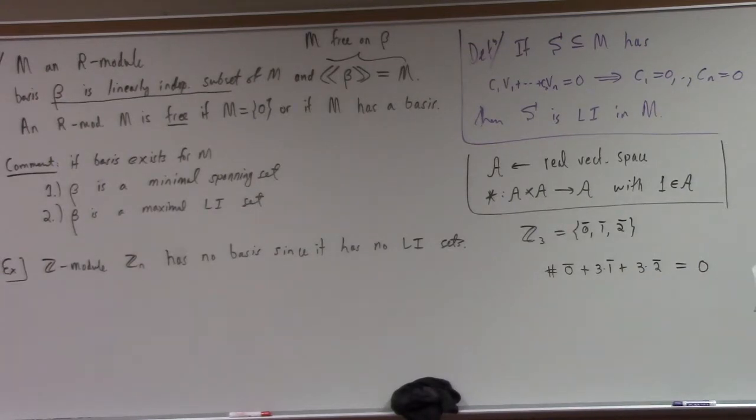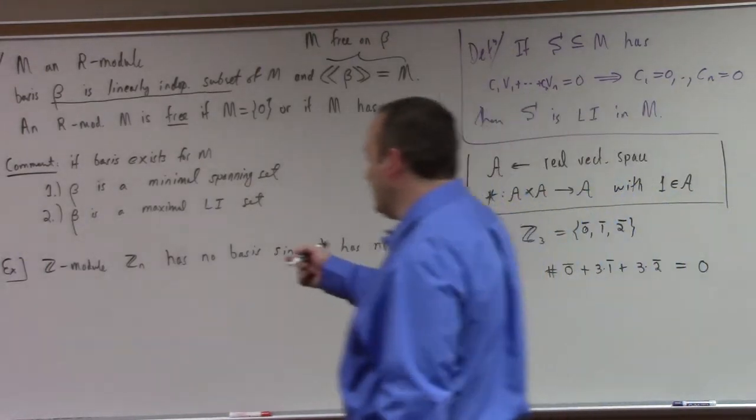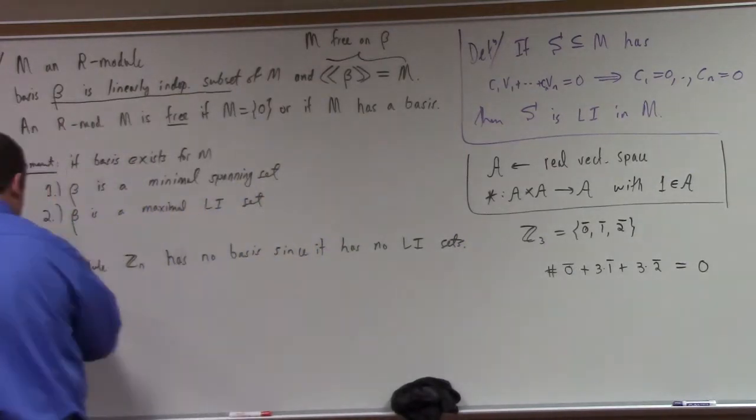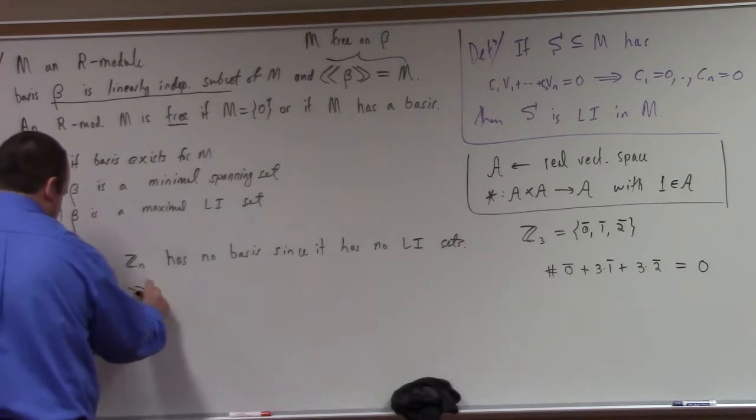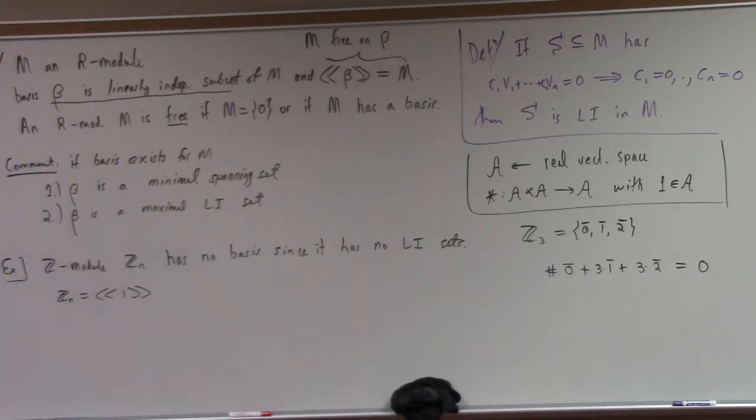Okay, so yes, the Z module Zn has no basis since it has no linearly independent set. But the entire module is a spanning set. We deduce that the minimal spanning set need not be a basis. Zn we can generate by how? Certainly we could say this, right? Is that fair?